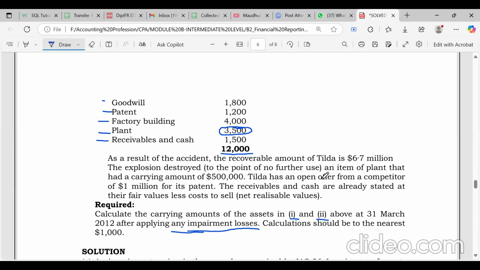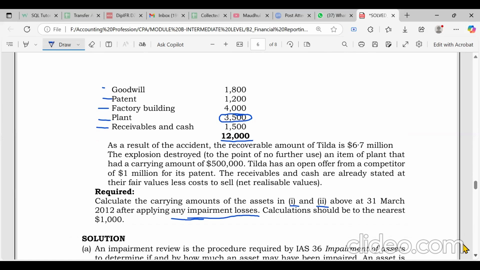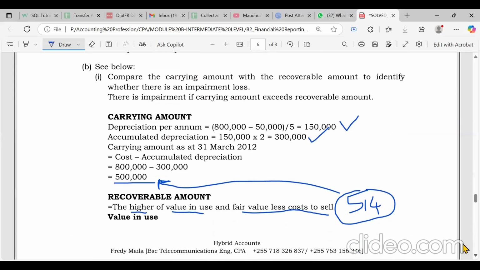Tilda had an open offer from a competitor for $1 million for its patent. So you have the patent, and you are told it has a value of 1 million, which you can recover. Then the receivables and cash are already stated at their fair value less costs to sell, which is their recoverable amount. That's why, as I told you, current assets are already at their value, so you just write them as they are, because you cannot write down an asset below its recoverable amount.